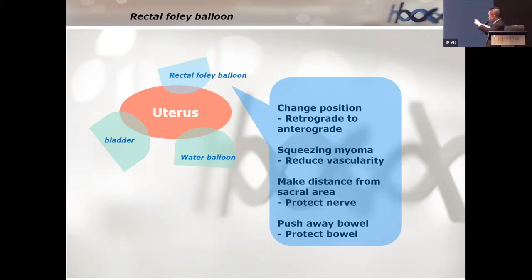And when we put the balloon in the rectum, we can make some distance from the sacral area. This makes it safer for the nerve. And the Foley balloon can push the uterus anteriorly. If we put the uterus down, we can more easily push away the bowel, so we can protect the bowel more effectively.